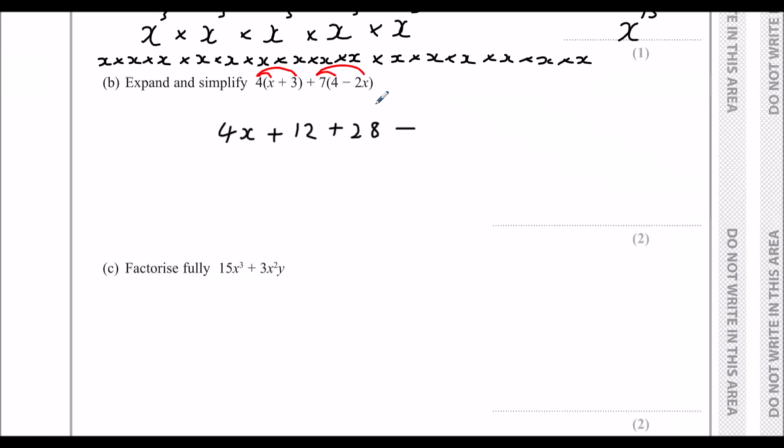So that's expanded. We need to simplify now, so we can add up the numbers. 12 plus 28 makes 40, and we can add the x terms together. 4x take away 14x is minus 10x.